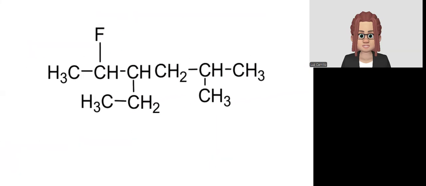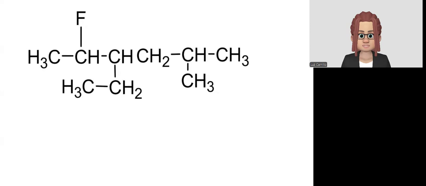As an example, let's just take the following condensed structure. Let's take a moment and determine what is the longest carbon chain present in this molecule. The longest carbon chain in this molecule is 1, 2, 3, 4, 5, 6 carbons, or 1, 2, 3, 4, 5, 6 carbons. It doesn't matter which one you select. Both of them are going to be 6 carbons in length.